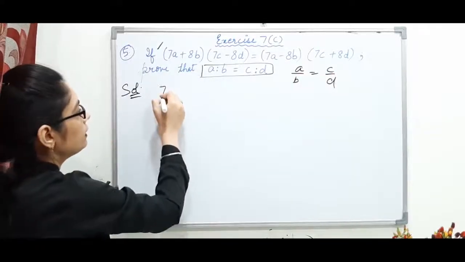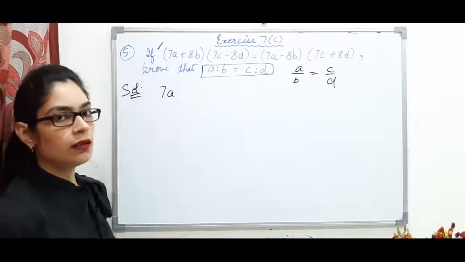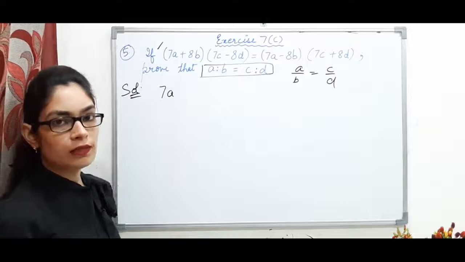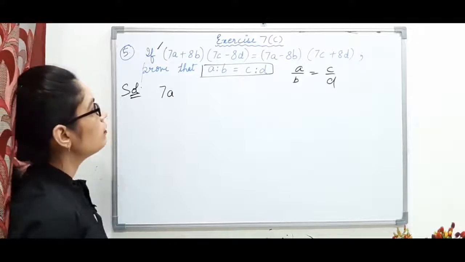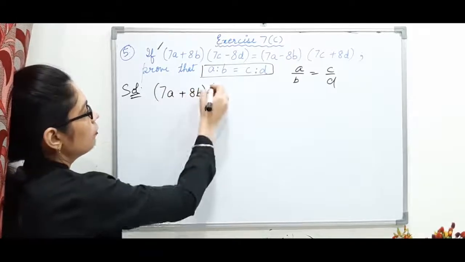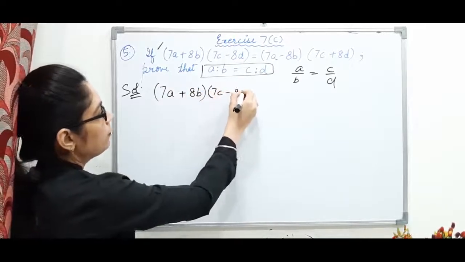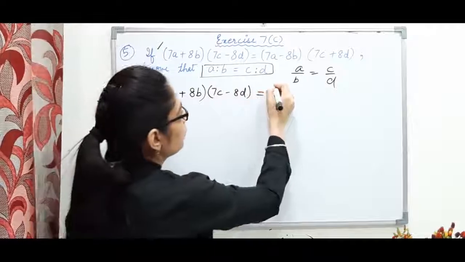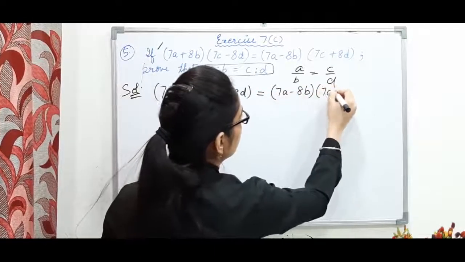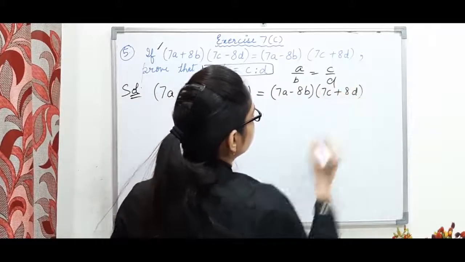Now let's write the given thing. Like I always say, we have to start from the given, whatever is given to us, from that only we can start. So 7a plus 8b into 7c minus 8d is equal to 7a minus 8b into 7c plus 8d.